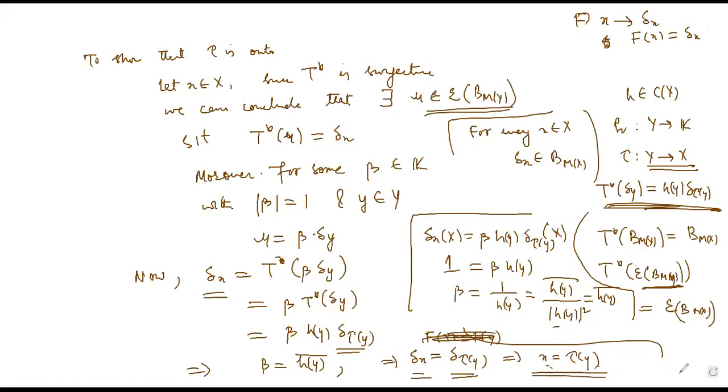Anyway, from that we got that for every x here I have been able to find y belonging to Y such that x is equal to tau of y. Therefore tau is onto. Hence this tau, a map from Y to X, is a continuous bijection. And we have used this idea many times before.